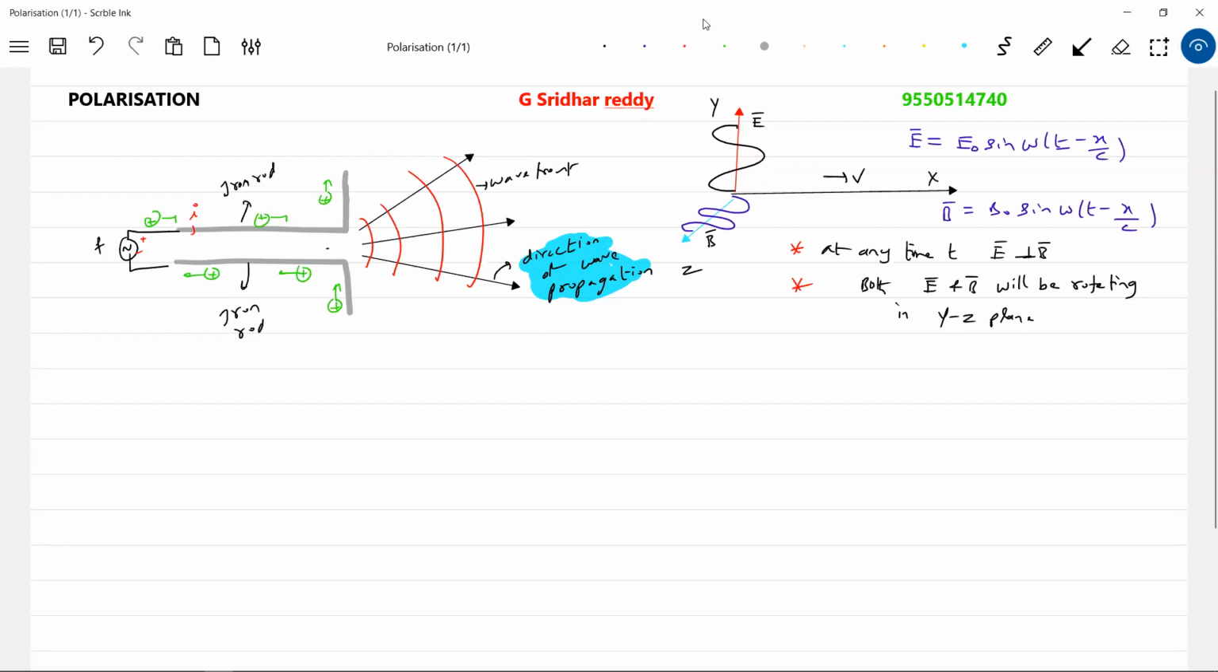So what is unpolarized light? The unpolarized light will follow this. The EM wave with the above features is called unpolarized light. Not polarized, unpolarized light.